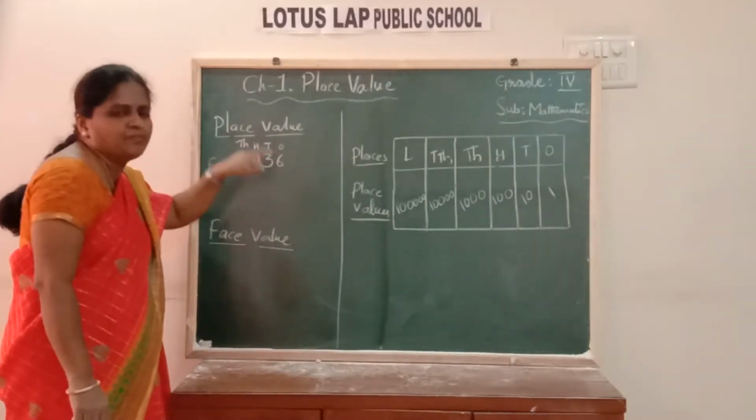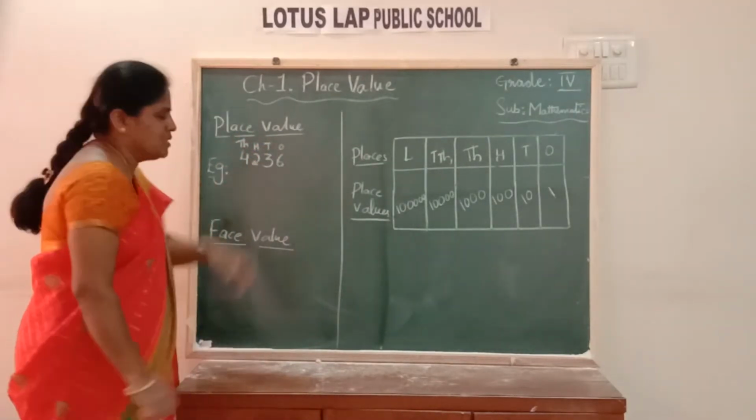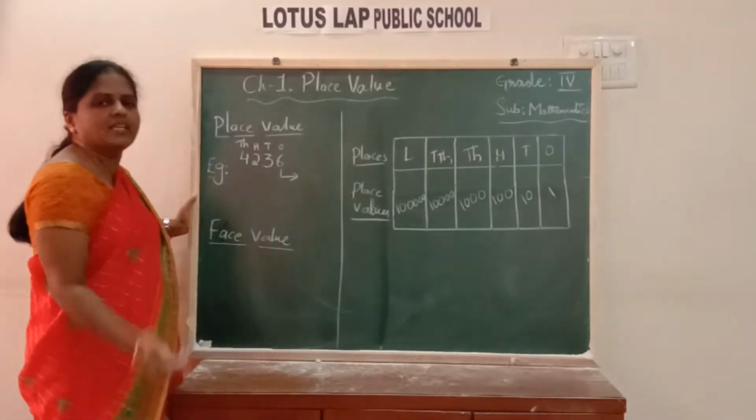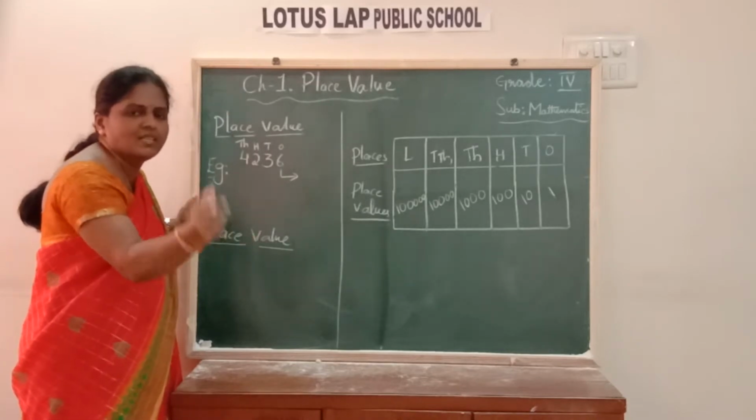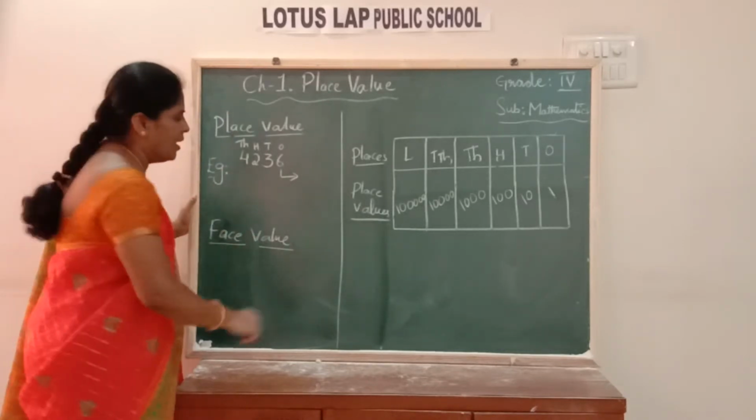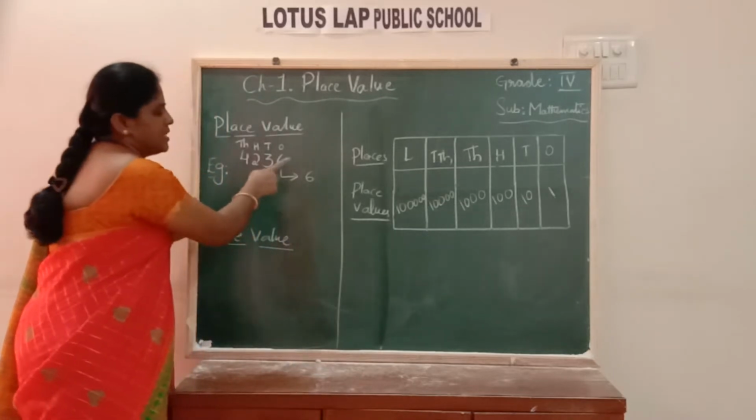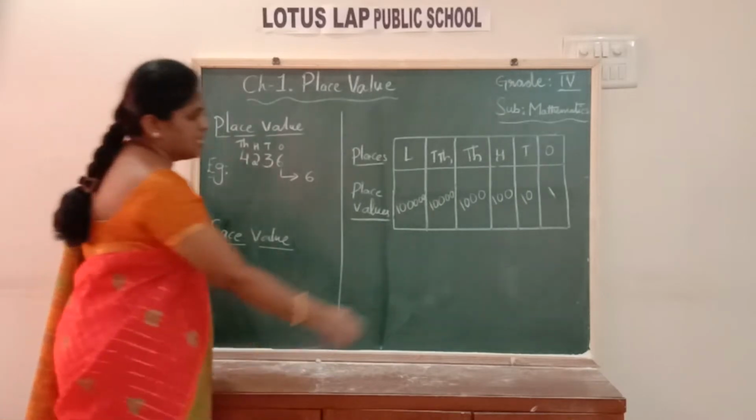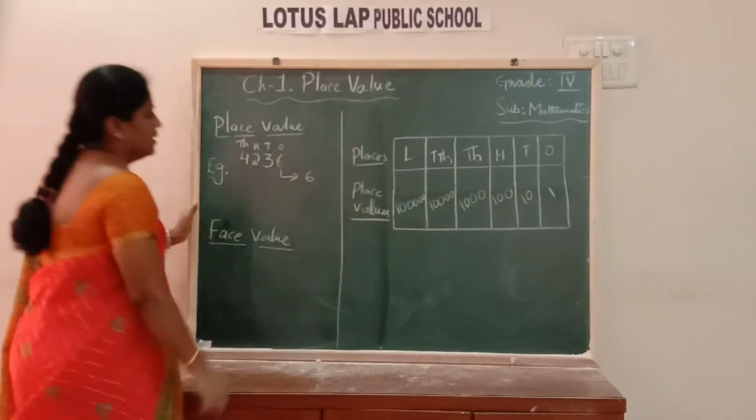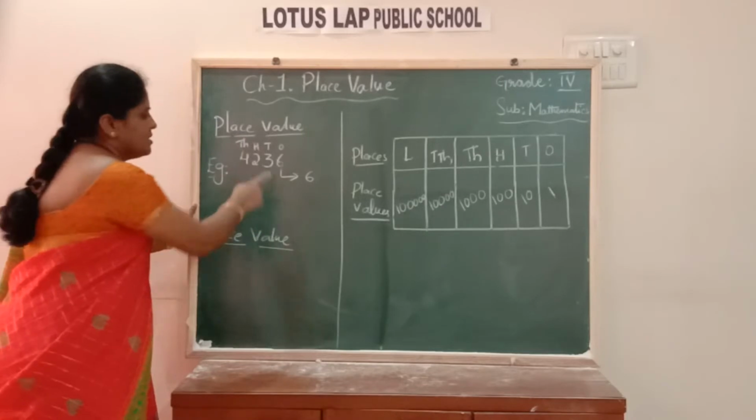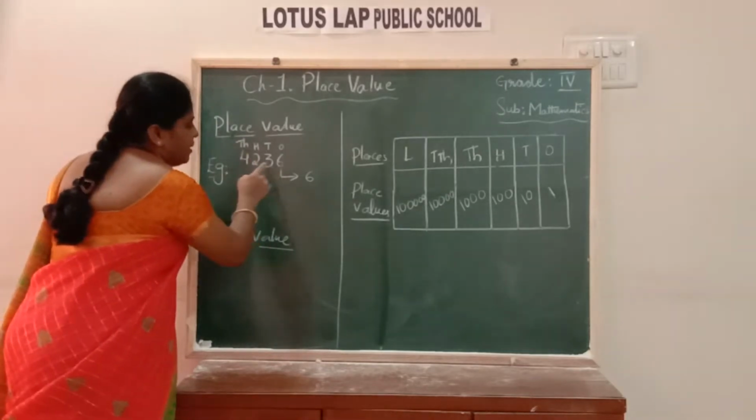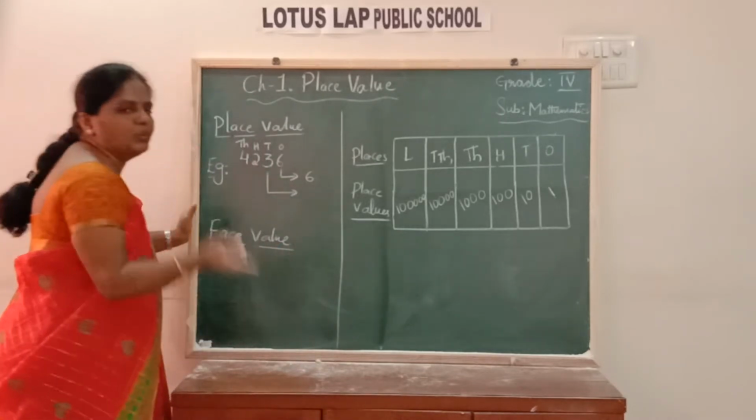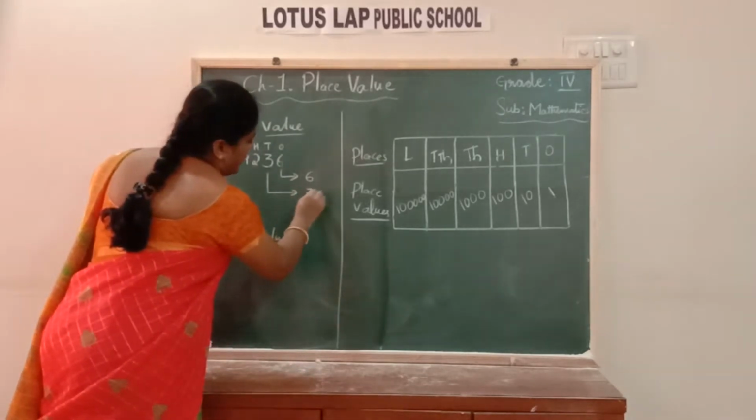So 6 is the digit present in ones place. So its place value is 6 into 1, because it is in ones place. 6 into 1 is 6. The place value of 6 is 6. Next, coming to 3. 3 is in tens place. The place value of tens place is 10. 3 is in that place, so I need to multiply 3 with 10. So the place value of 3 is 3 into 10, which is 30.